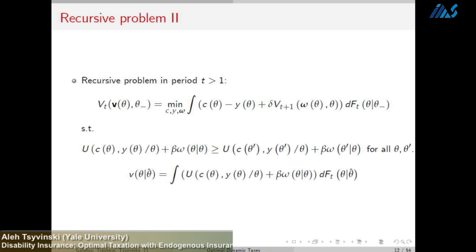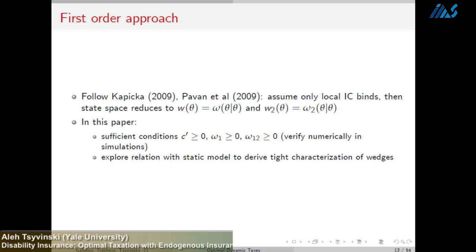That is for all of the theta hat, which are not equal to theta. Again, this is nice, but you can't really put it on the computer. You can't really do much with it.